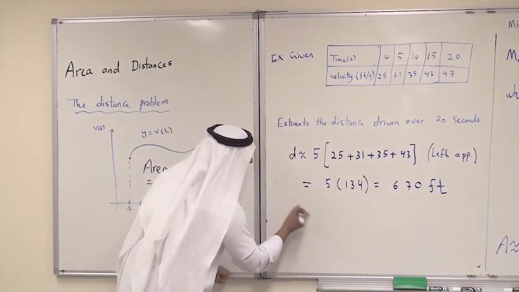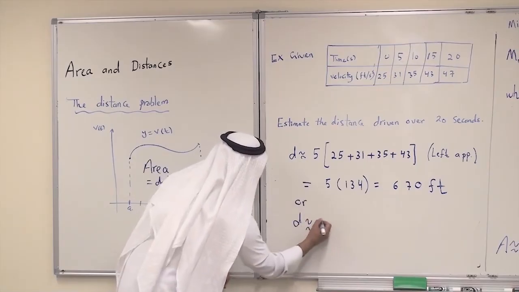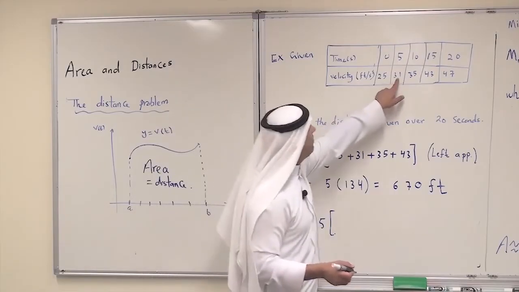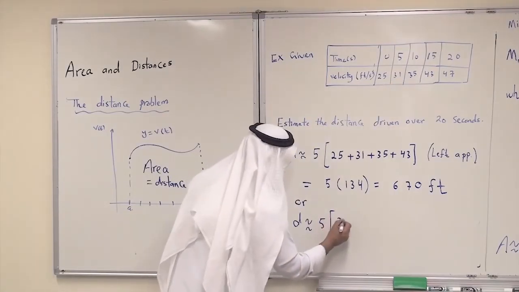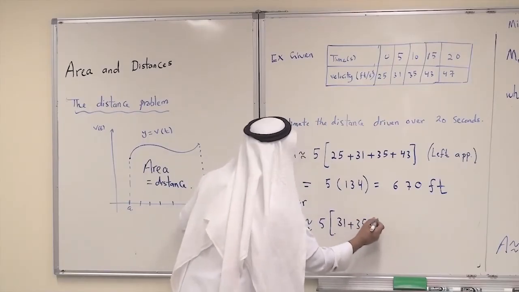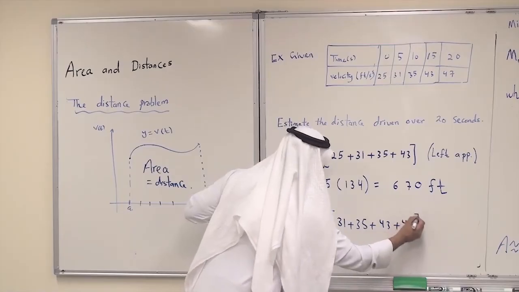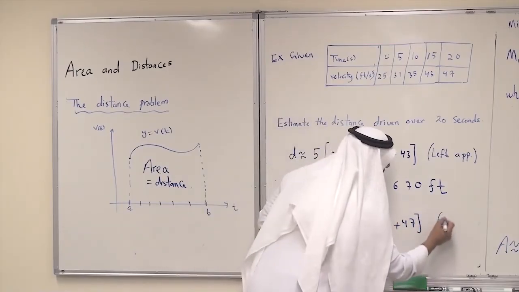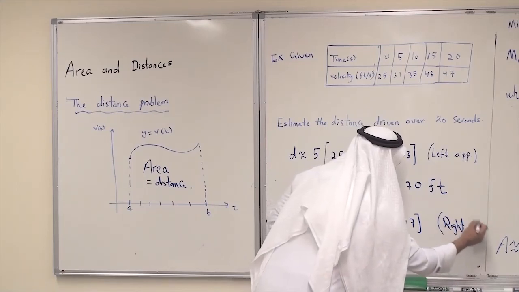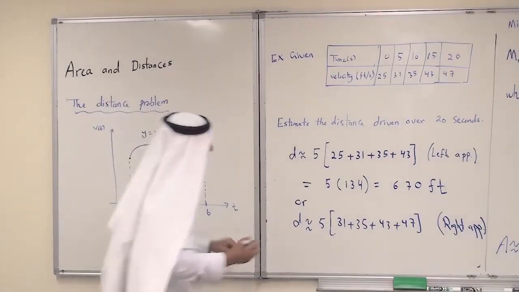If you are using the right points, the distance is approximately equal to 5 times, now taking the right endpoint. In the first interval I will take 31. The next one is 35. The next one will be 43. The last one will be 47, and that is what we call the right endpoints approximation. So I am approximating the total distance by taking the velocity at the end of each subinterval.